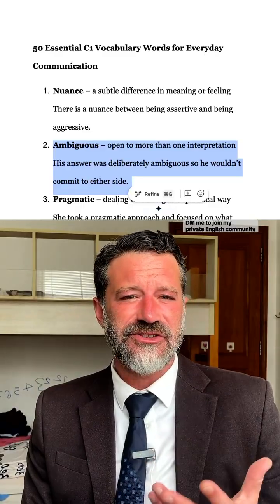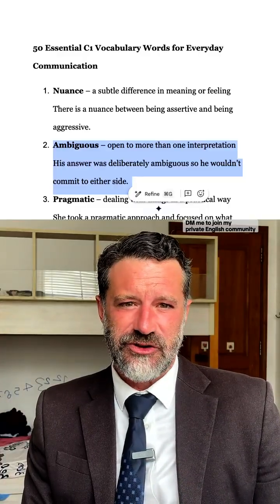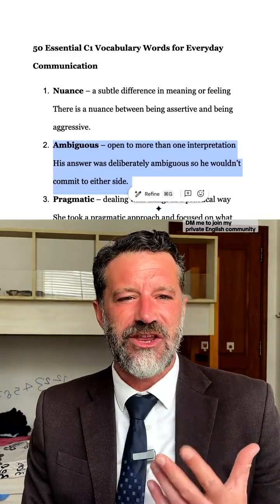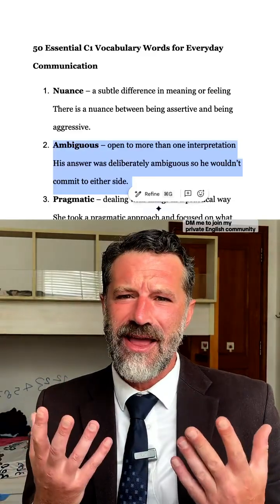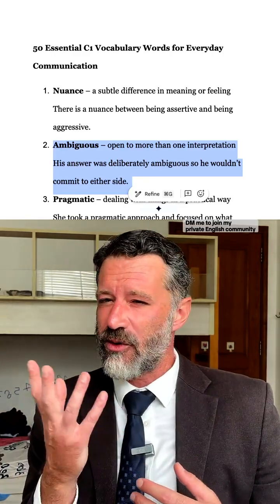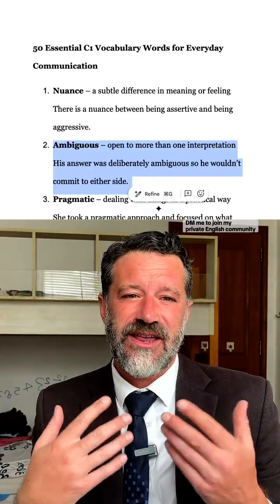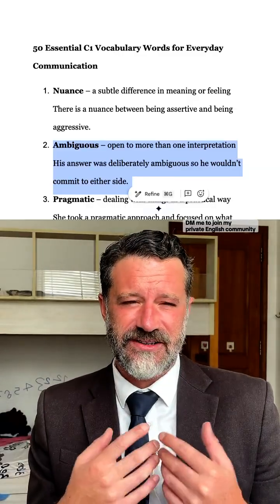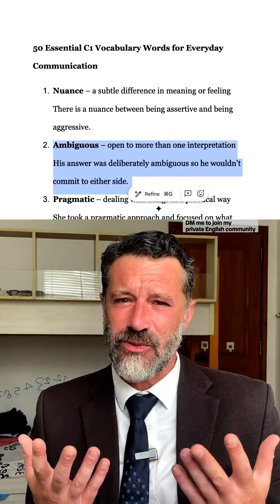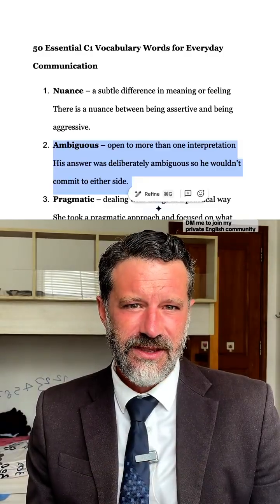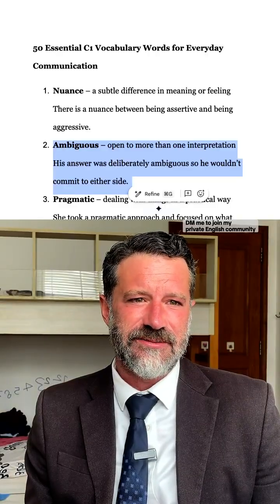So this is the example sentence. Follow along with me if you're practicing your English. His answer was deliberately ambiguous, so he wouldn't commit to either side. So imagine a man is asked a question and he does not want to make people on this side angry and he does not want to make people on that side angry. So he gave an ambiguous answer. It's unclear how he feels about the thing. Therefore, we can say it's ambiguous. It's uncertain. His answer was deliberately uncertain, so he wouldn't commit to either side.